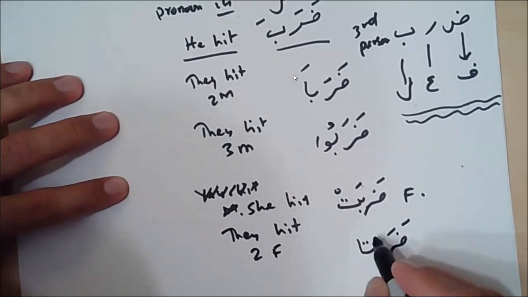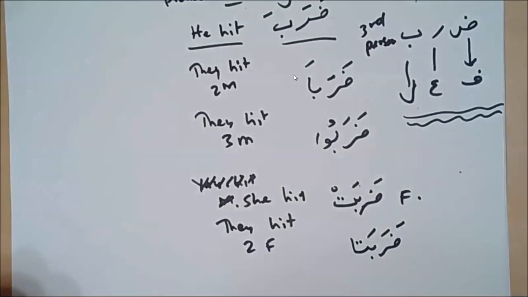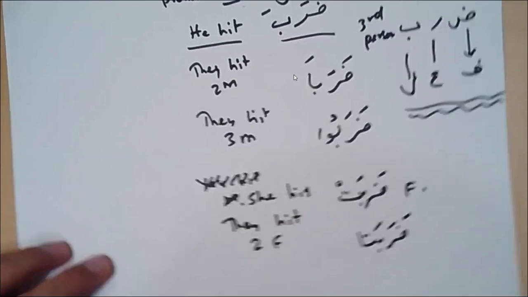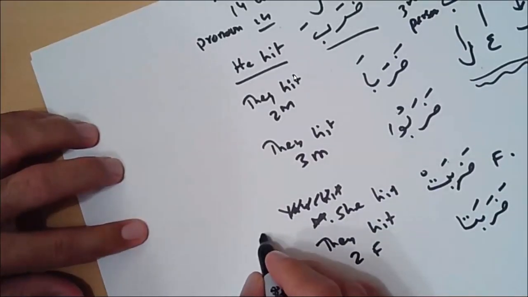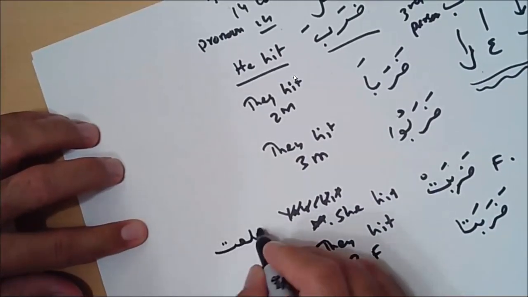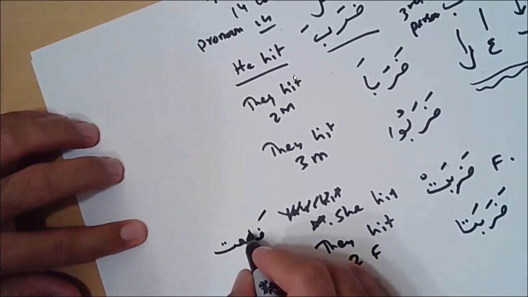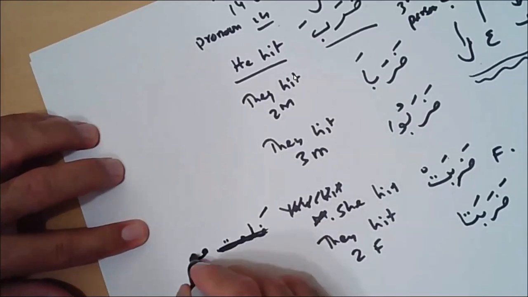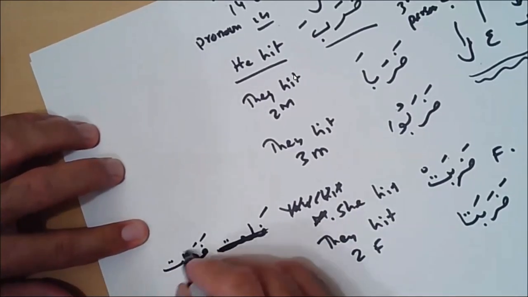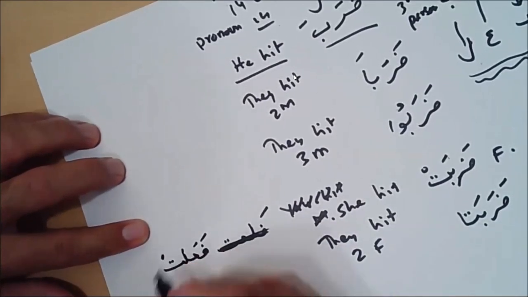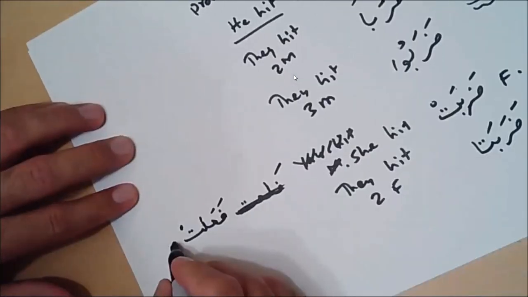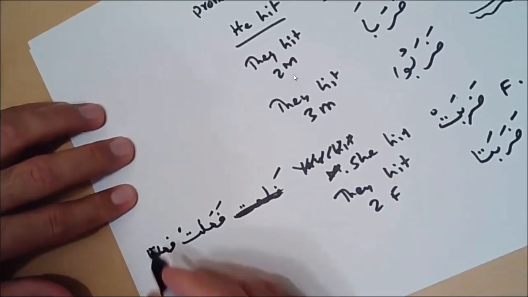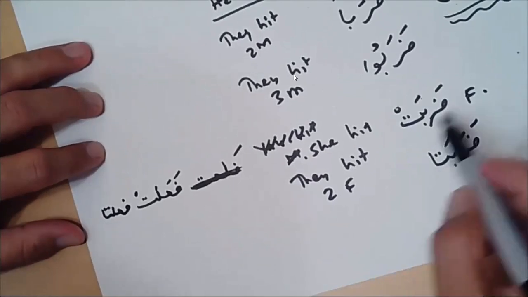Darabata. Okay. Remember, it was fa'alata. Actually, I made it wrong. Fa'alata. Yeah, then Darab and then fa'alata. Yeah, like that, right? So same thing, darabata, darabat.